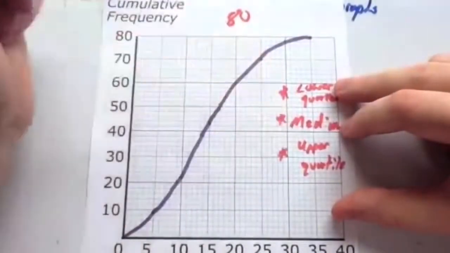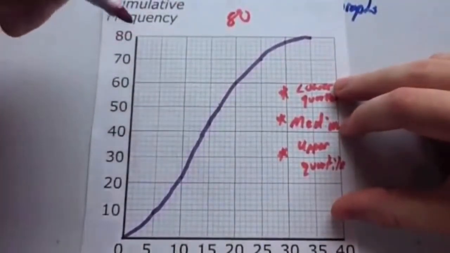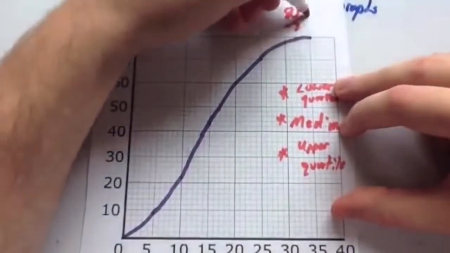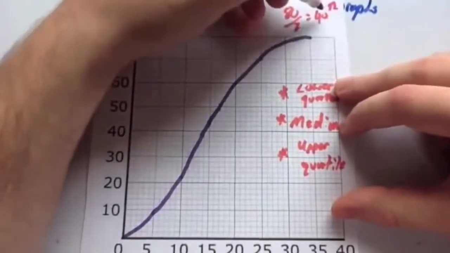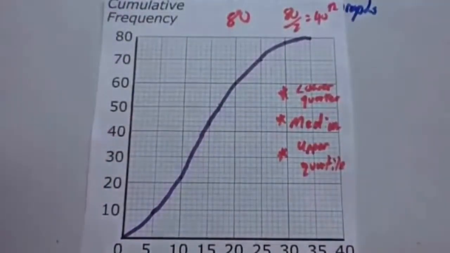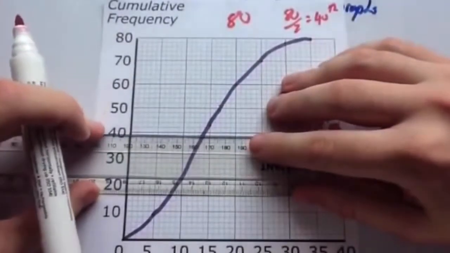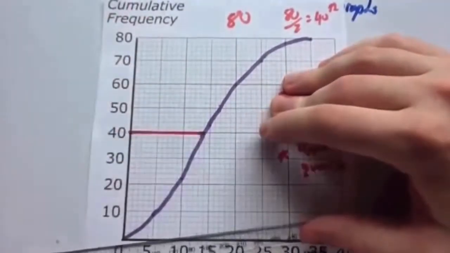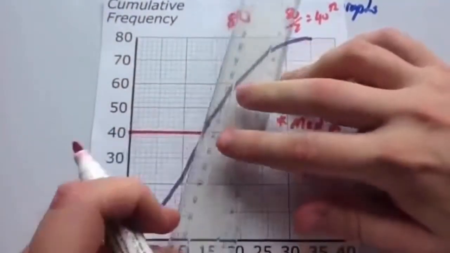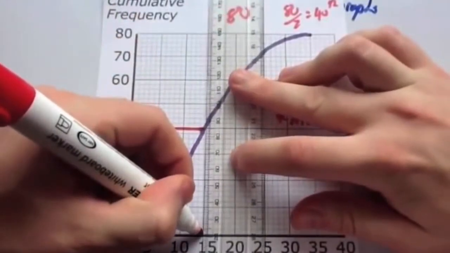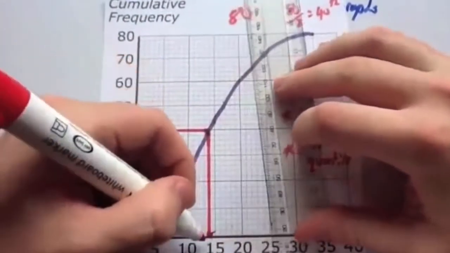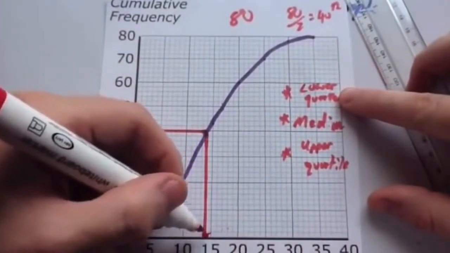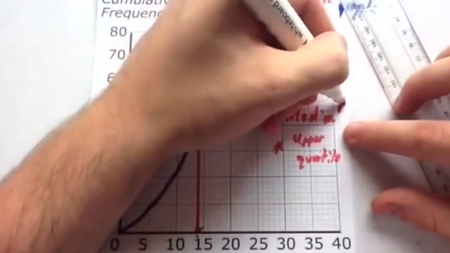Let's first of all work out the median. For the median, you're going to find the middle value. As it's an approximation, you do 80 divided by 2, which equals 40. So we're looking for the 40th person. You get your ruler, and you go from 40 across and then down. I found that the median here is this point, which is 10, 11, 12, 13, 14. So the median is 14.